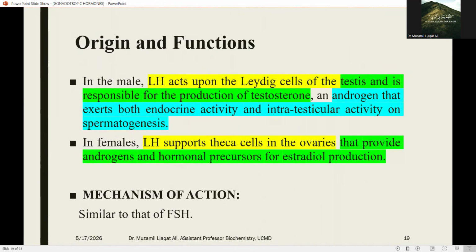So what about the functions in males? Luteinizing hormone stimulates the Leydig cells in the testes to produce testosterone, which supports spermatogenesis and maintains the male secondary sexual characters.